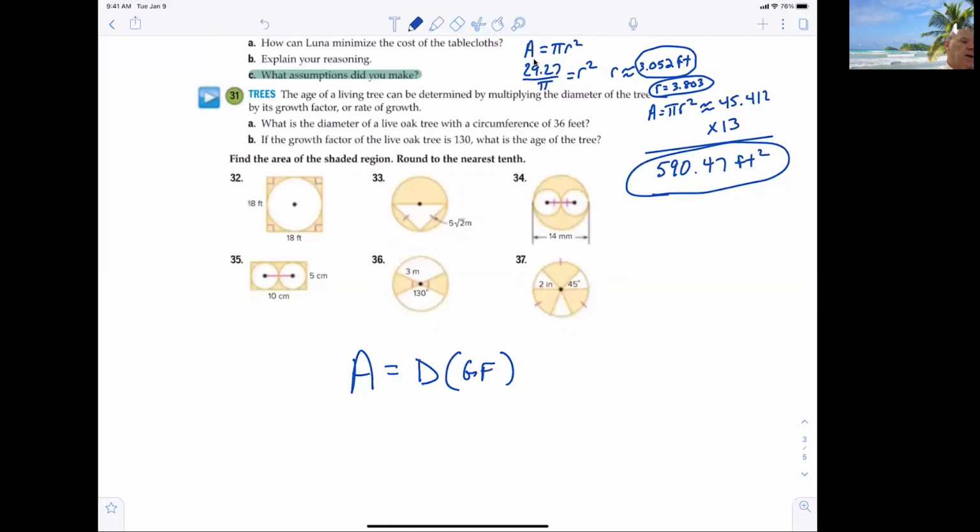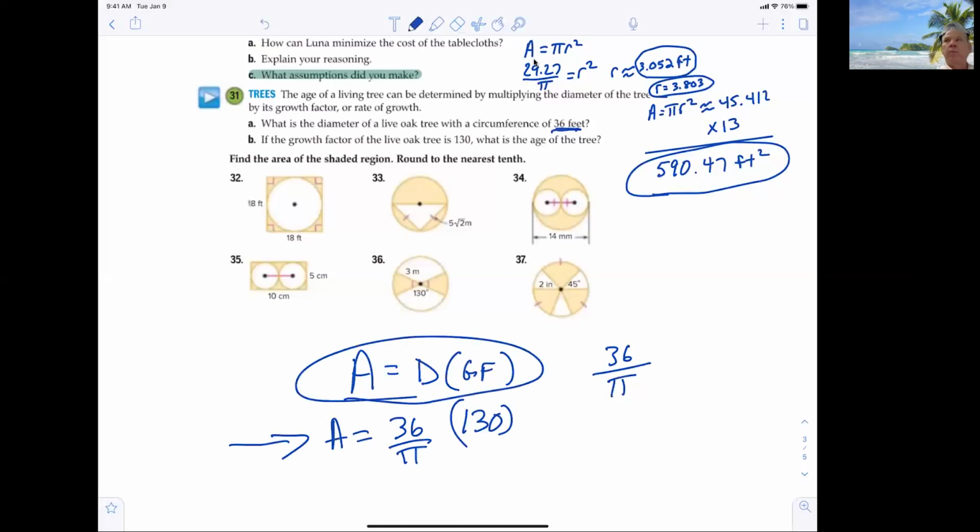If the growth factor of a live oak is 130, right? So that's 130. And the circumference is 36 feet, right? If the circumference is 36 feet, we have to figure out what the diameter is, right? So it's just 36 divided by pi. Do you agree with that? So then the age of the tree is going to be 36 divided by pi times 130. Does that make sense? All right. So again, to me, it was just about writing out the formula. All right, you guys don't have any questions on 32, 33, 34. Those were great questions. Tell me.